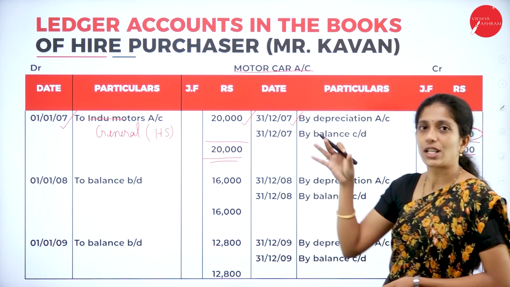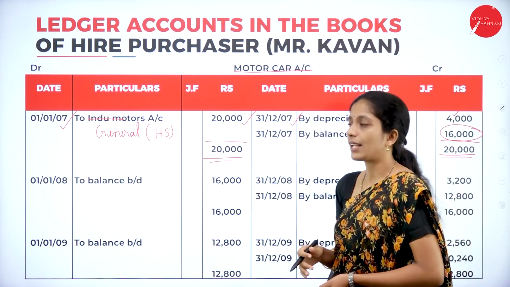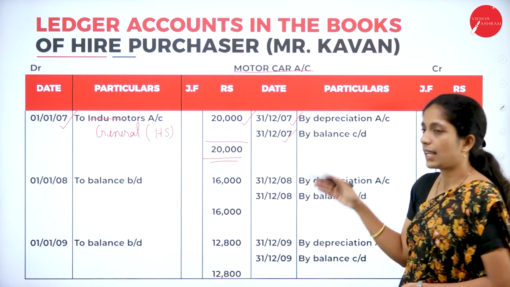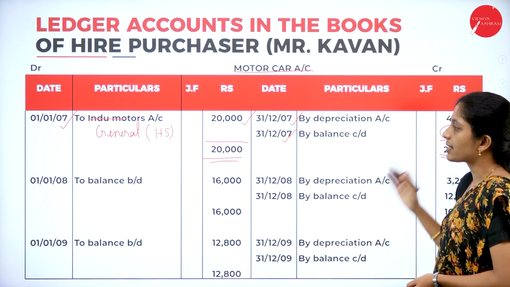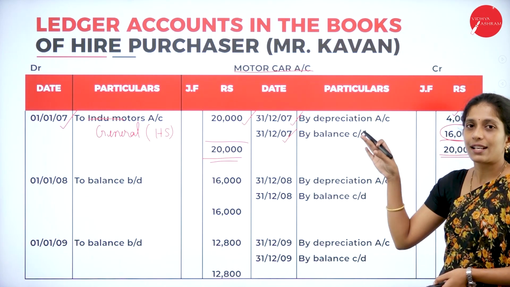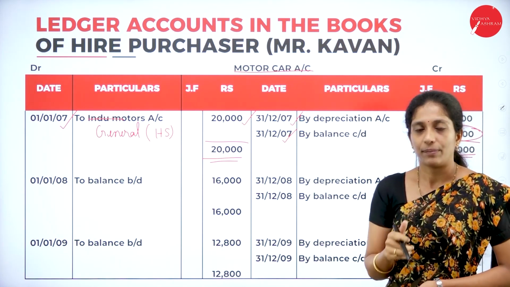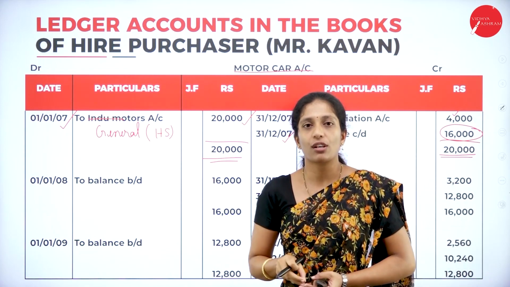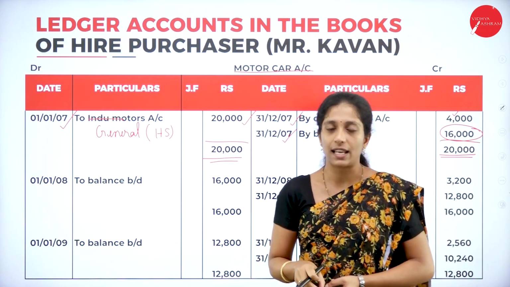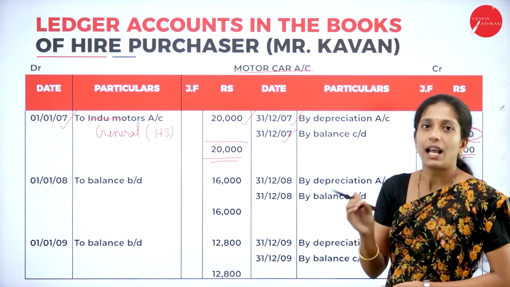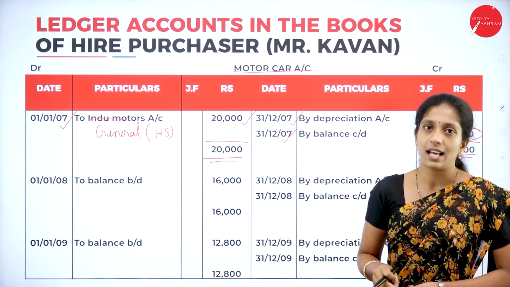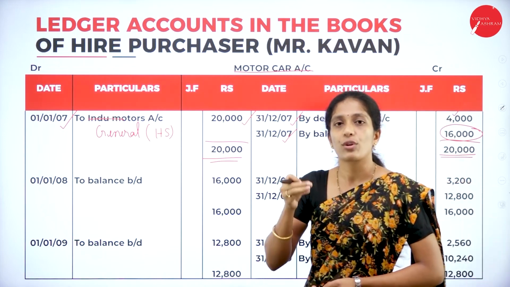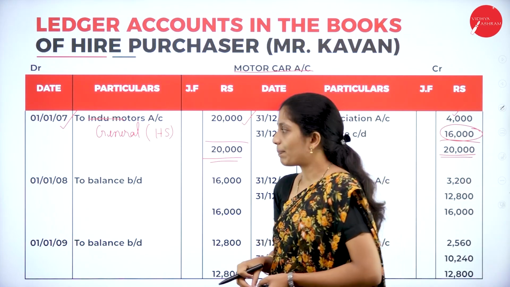That 16,000 has to be carried down for the next year. That is, at the end of the financial year, 31st 12/07, by balance carried down, 16,000. So in your asset account, in the first year, you will have two entries: purchasing of the asset as well as charging depreciation. For the rest of the years, you will have only depreciation, because in the first year you have already purchased that asset. For the rest of the years, you go on calculating the depreciation.